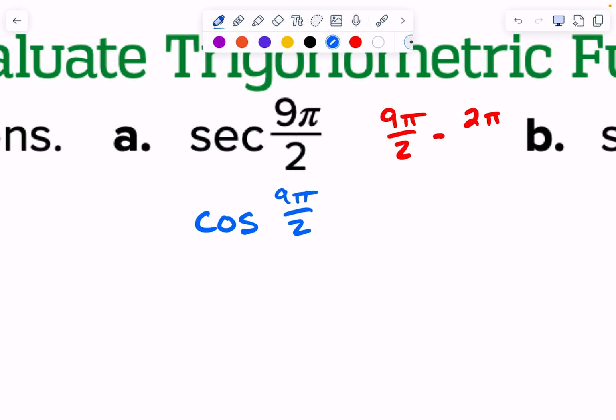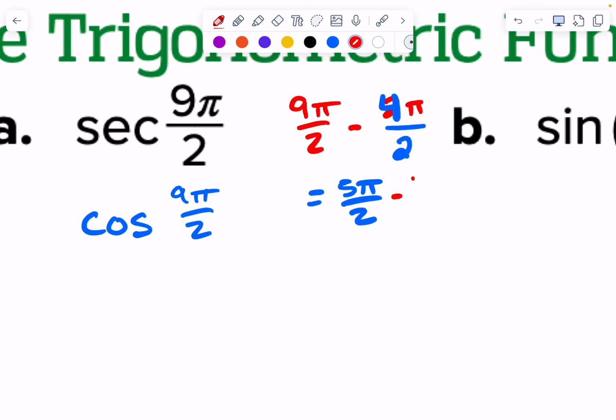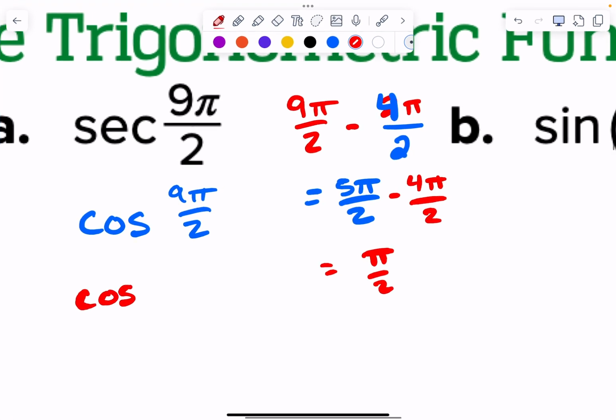Because that's one full circle. But I want to get a common denominator, so I have to make this 2, which makes that subtracting 4 pi over 2, right? If I subtract 4 pi over 2, what's 9 pi over 2 minus 4 pi over 2? 5 pi over 2. Do I have a 5 pi over 2 on your unit circle? No, so we've got to subtract again. Subtract another 4 pi over 2, which is just pi over 2. Okay, so we're going to find cosine of pi over 2.